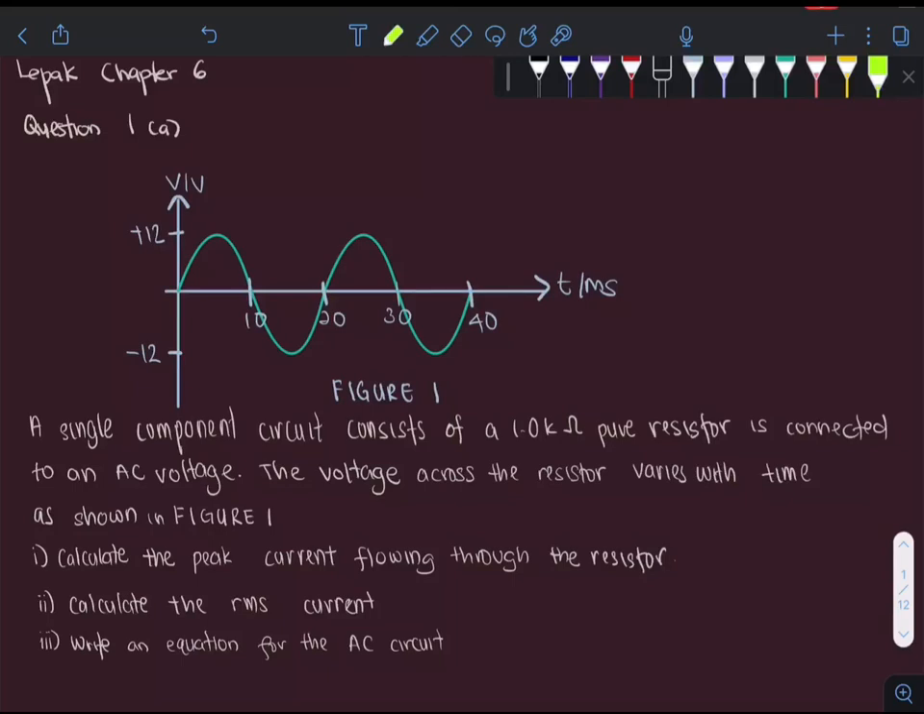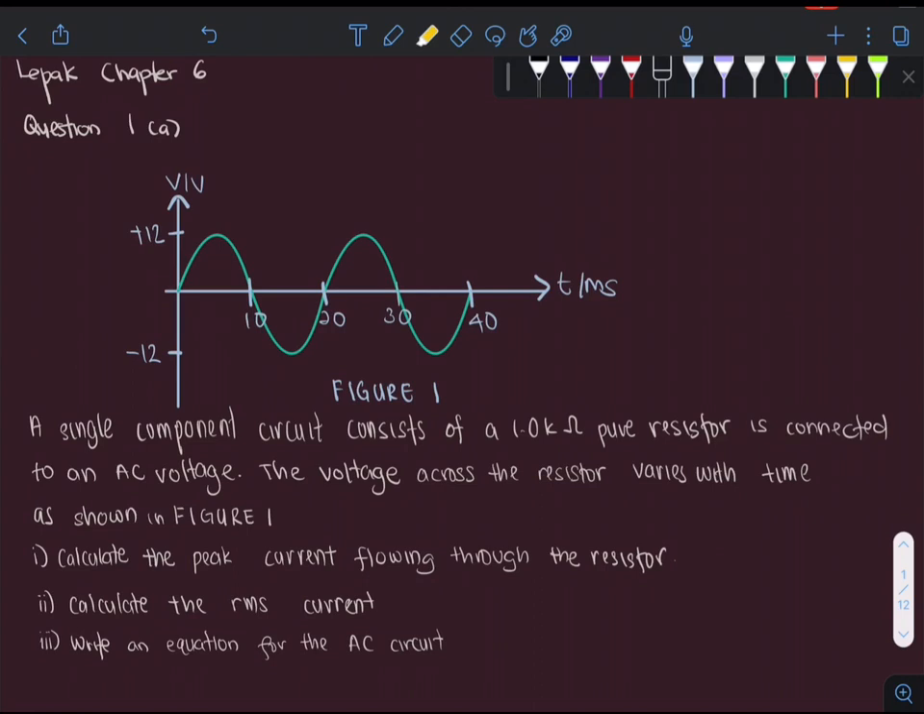So, in this video, we are going to solve question 1a. What we have in the question is a single component circuit consists of a 1 kilo ohm pure resistor connected to an AC voltage. The voltage across the resistor varies with time as shown in figure 1.